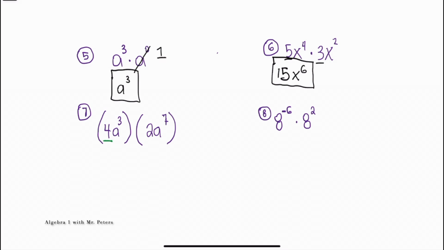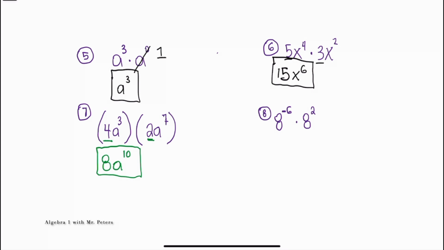So in this problem, same thing. We're going to multiply coefficients to get 8. And then after a to the 3rd times a to the 7th, when we add those together, we're going to get a to the 10th power. And this is our final answer because we cannot simplify.